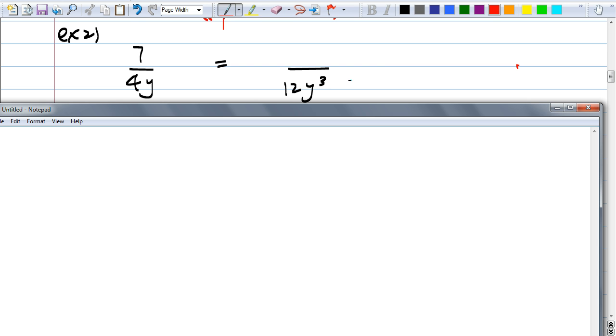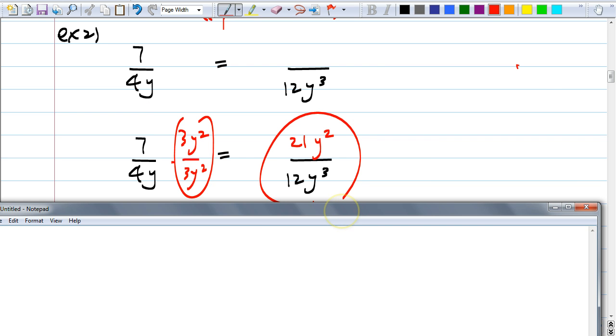And of course, I can't just multiply the denominator. I need to multiply also the numerator. So I'm going to multiply top and bottom by 3y squared. Of course, then I get 21y squared over 12y cubed. Again, they're assuming that you have the LCD of 12y cubed. You're just rewriting this, showing you how to change these fractions with different denominators.